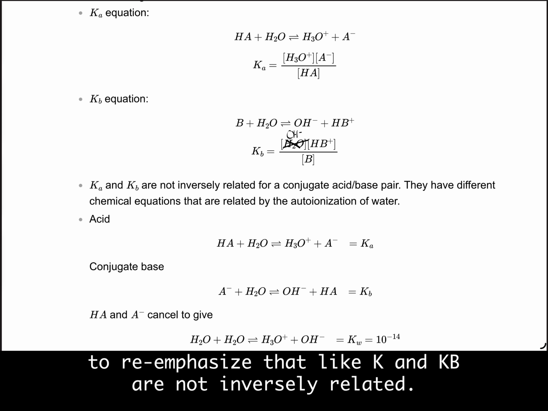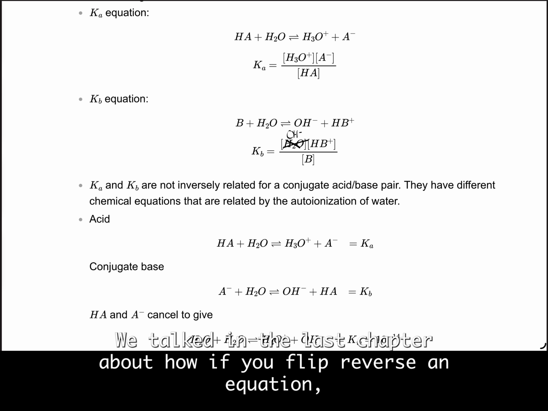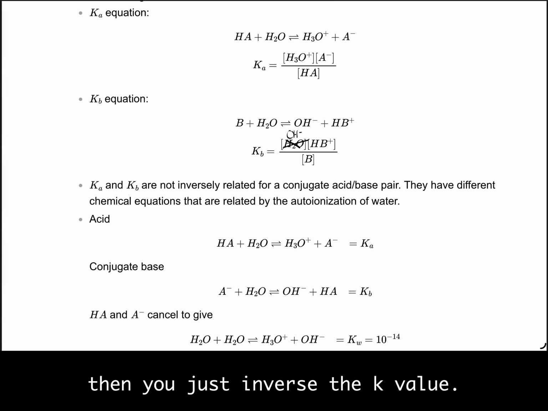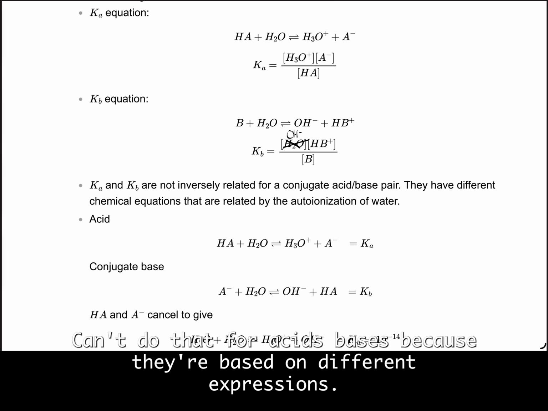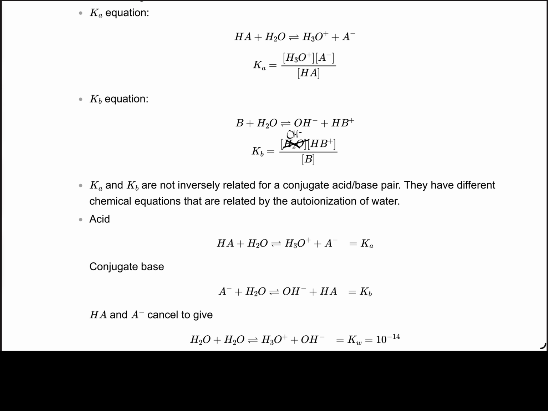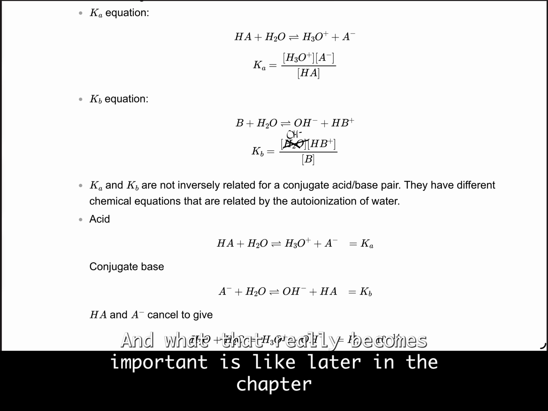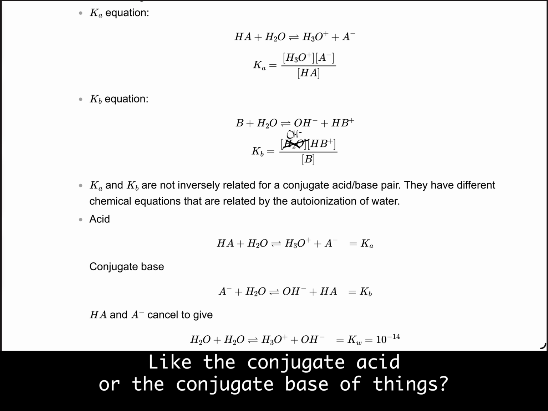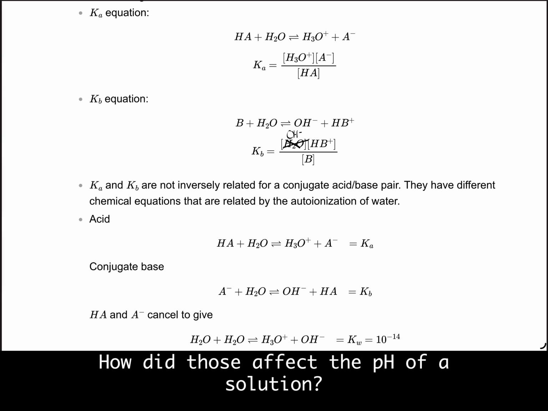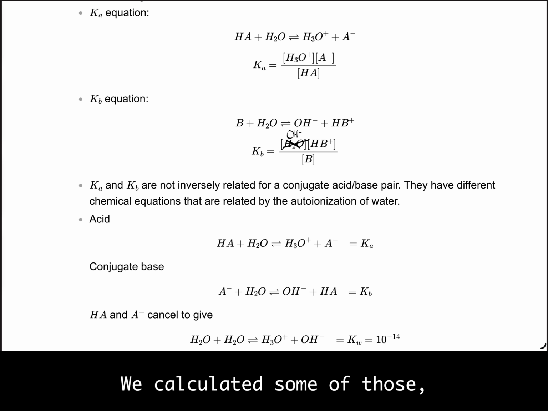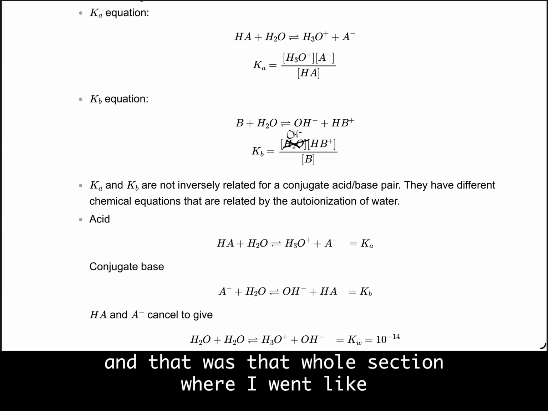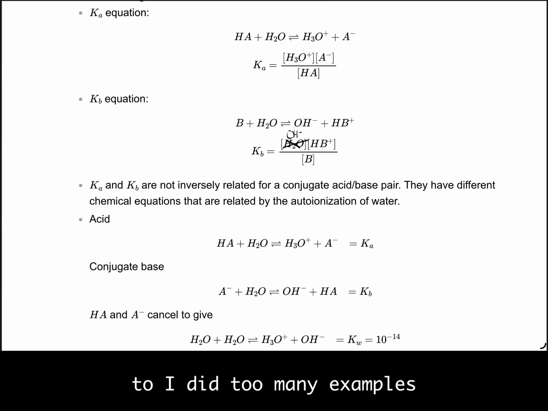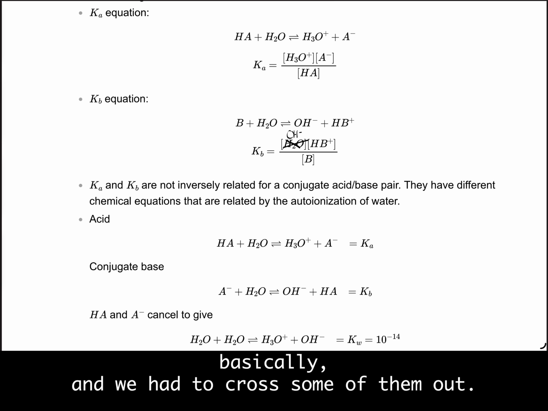Again, I thought it was important to reemphasize that Ka and Kb are not inversely related. We talked in the last chapter about how if you reverse an equation, then you just invert the K value. Can't do that for acids and bases because they're based on different expressions. And where that really becomes important is later in the chapter where we talked about how the conjugate acid or the conjugate base of things affect the pH of a solution. We calculated some of those. And that was that whole section where I did too many examples, basically, and we had to cross some of them out.